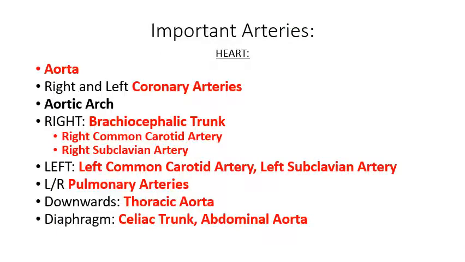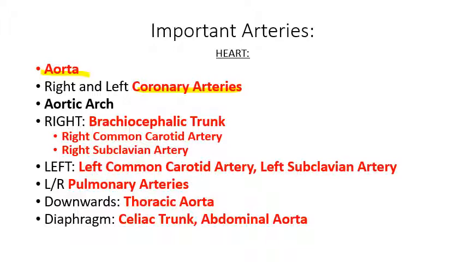The heart itself, of course, has lots of important arteries. So let's look at the area around the heart. Okay, so we have the aorta, which comes directly out of the left ventricle. Then we have the left and the right coronary arteries. Right, you remember that the left coronary artery bifurcates into the circumflex artery and the left anterior descending, the LAD.